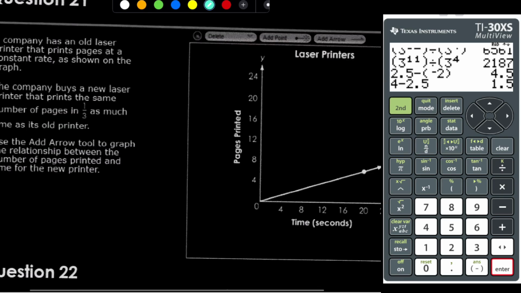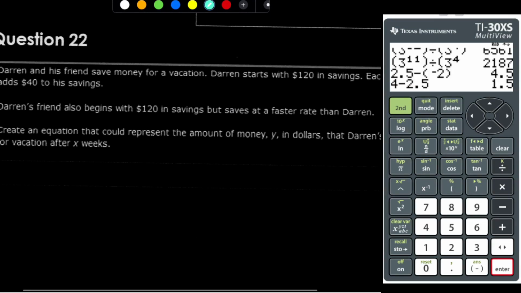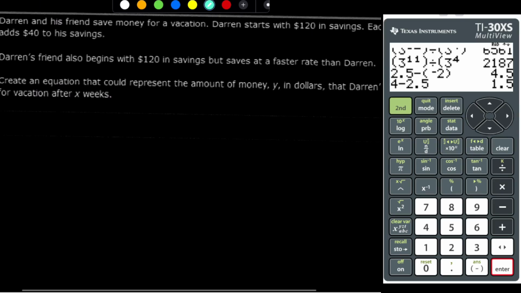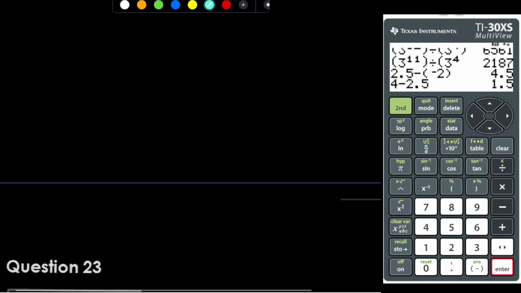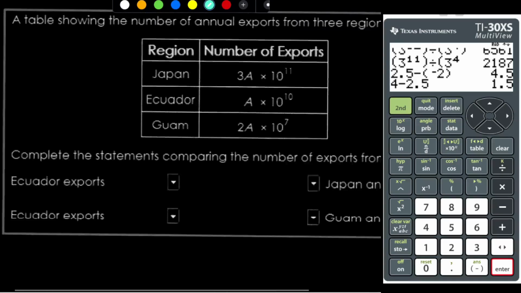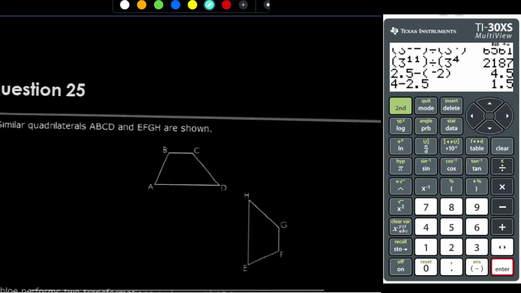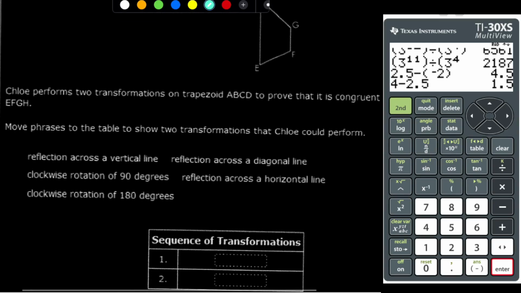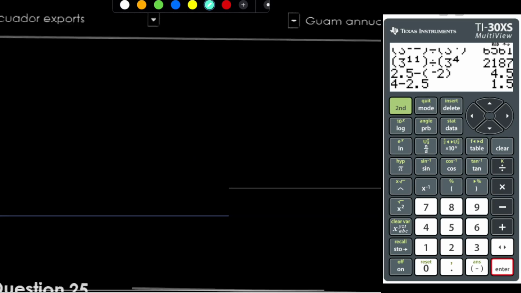Question 21. I'll go over in class. Actually, the last 5 of these, because I'm looking at the time, I'm going to go over the last 5 of these in class. So bring your paper to class, and I will go over them.